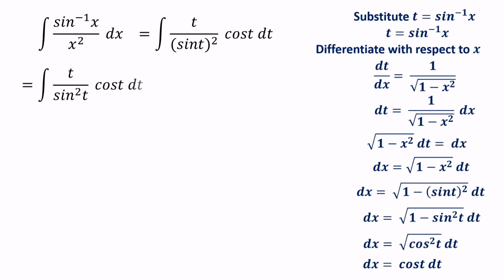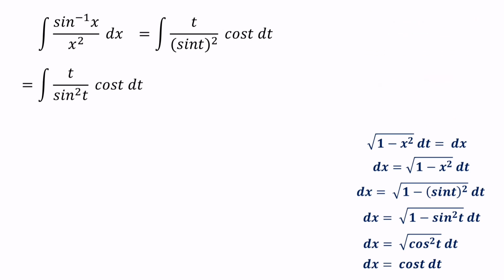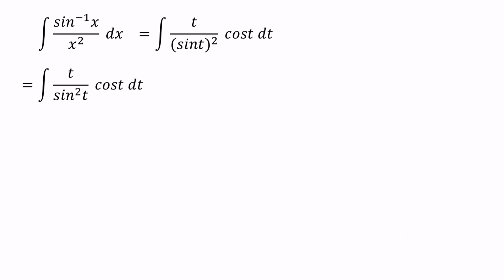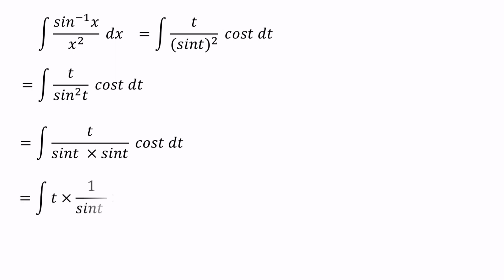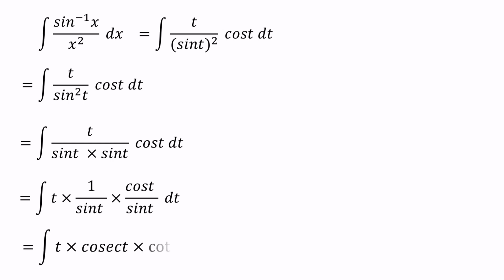Now the integral of t over sin squared t times cos t dt. We know sin squared t is equal to sin t into sin t. So we can write this integral as t into 1 over sin t times cos t over sin t. We know 1 over sin t is equal to cosec t, and cos t over sin t is equal to cot t. So we get the integral of t cosec t cot t dt.